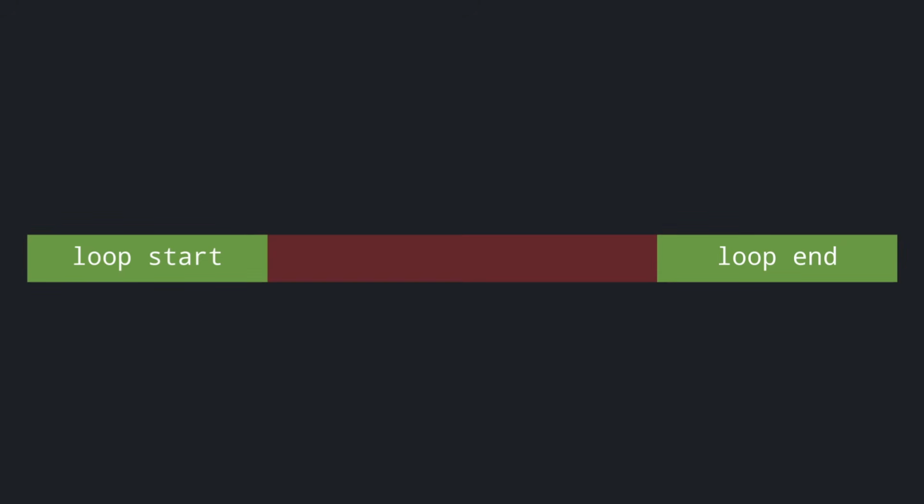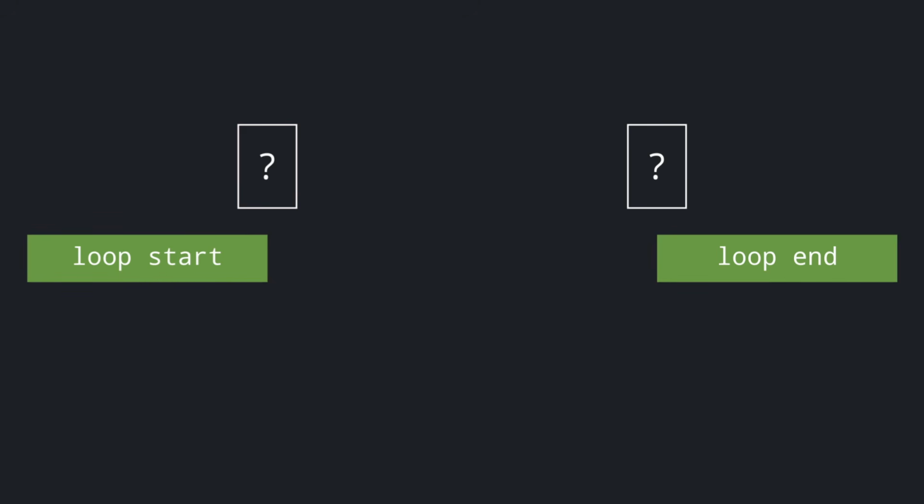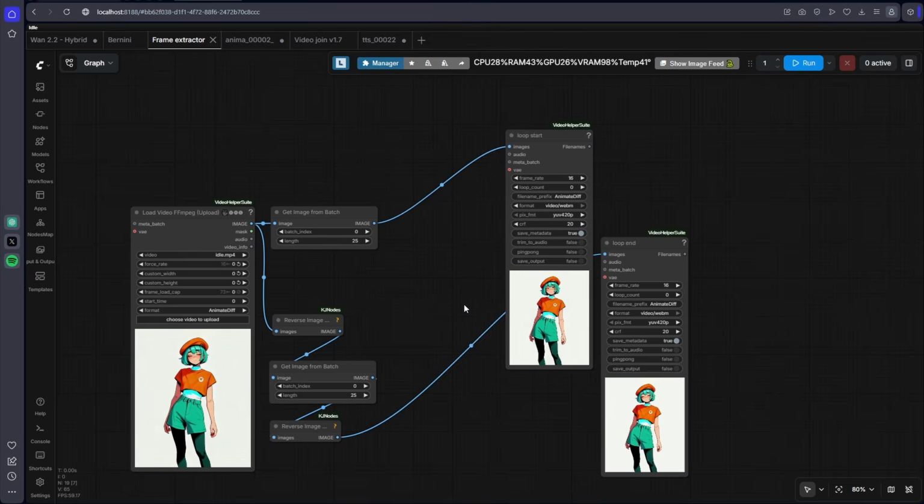Now we need to generate a new motion clip that will be placed between the loop start and loop end clips. But to do that, we first need to get the image of the last frame of loop start and the first frame of loop end. These frames will be used as the first and last frames in the WAN 2.2 hybrid workflow when we start generating new character motions. And here's how we get them.